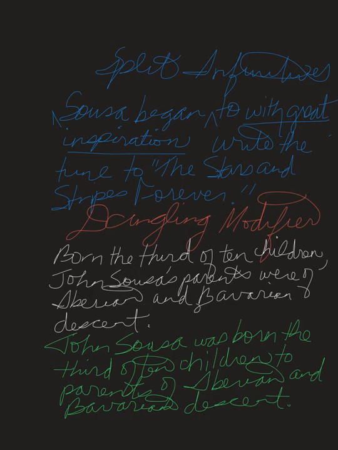Another type of misplaced modifier is what we call a split infinitive. This is where we put a word or more than one word, perhaps even an entire phrase, or try to, in between the word to of the infinitive and the verb part of the infinitive.